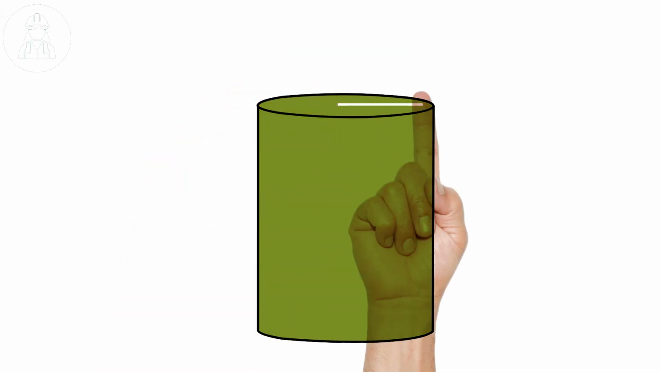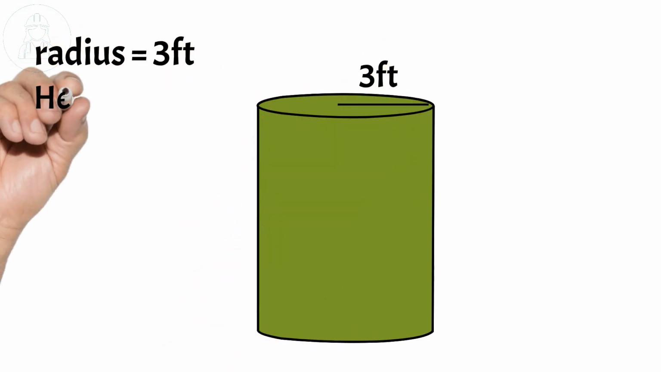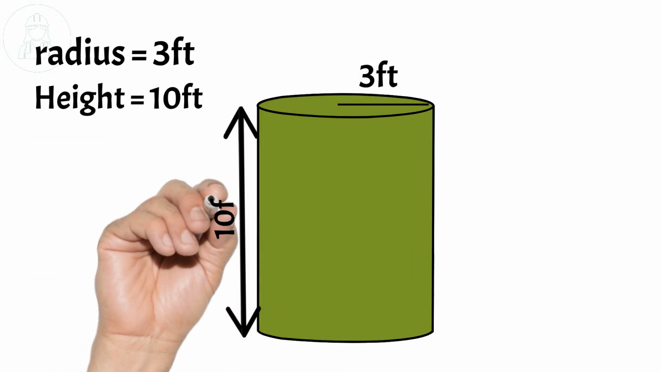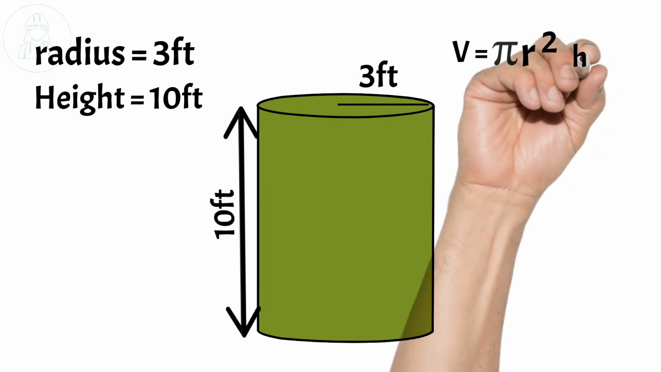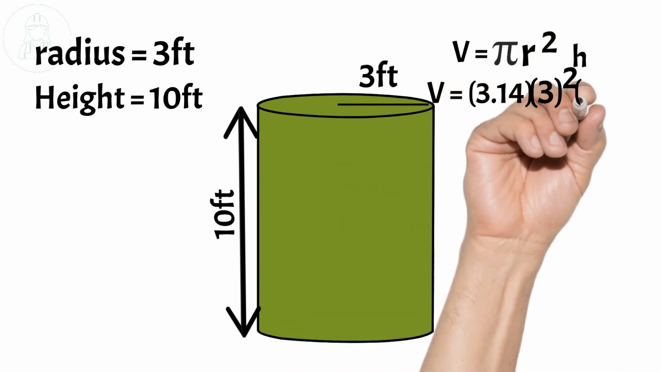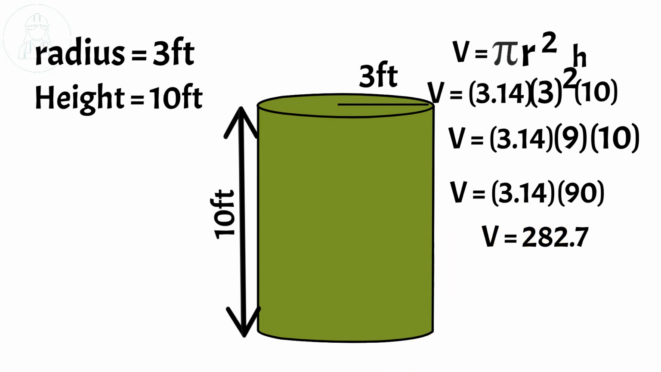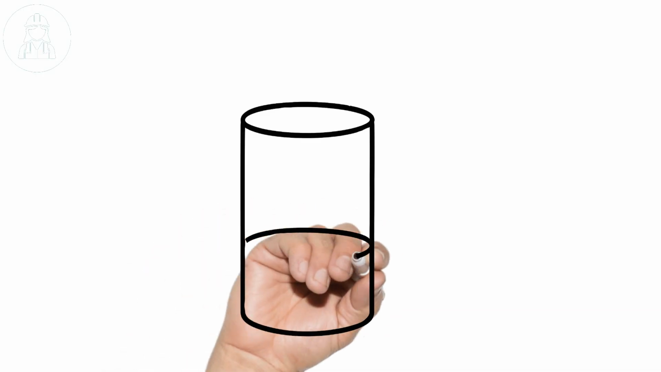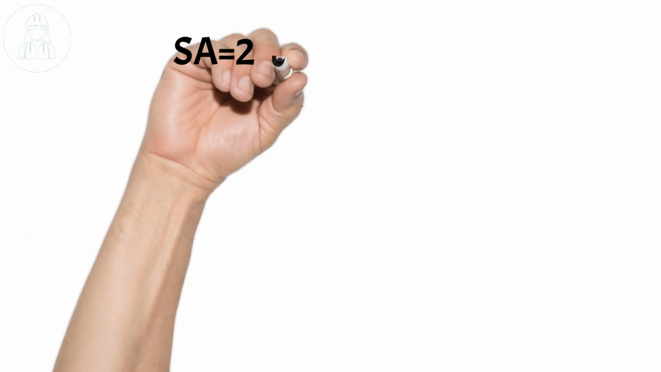For example, a concrete column has a radius of 3 feet and a height of 10 feet. Your volume is pi times your radius, 3 squared, times 10, which is your height. Pi times 9 times 10 equals approximately 282.7 cubic feet. That's how much concrete would be needed to fill the column mold.